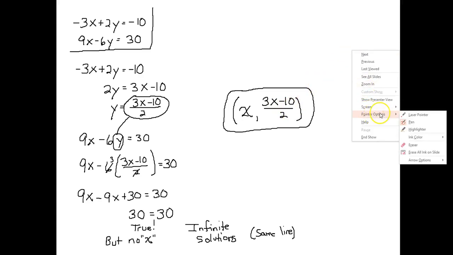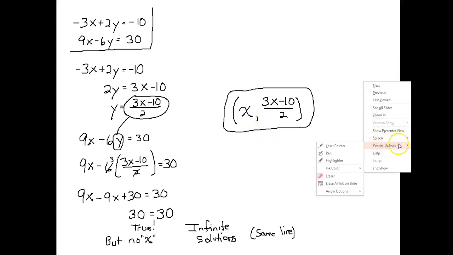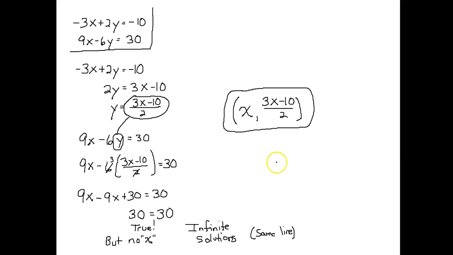Let me erase that little mark I just accidentally made. There we go. Okay, so that's how you're going to express things for the infinite solution situation. When we graph it later, you're going to see that the two lines are right on top of each other and that the ordered pairs all fit this pattern.